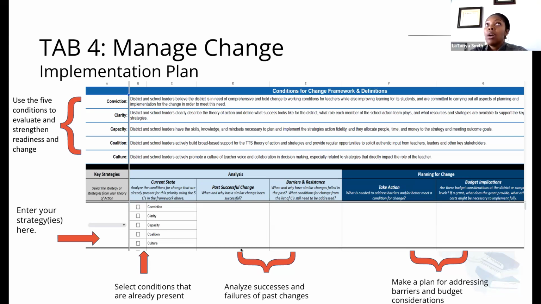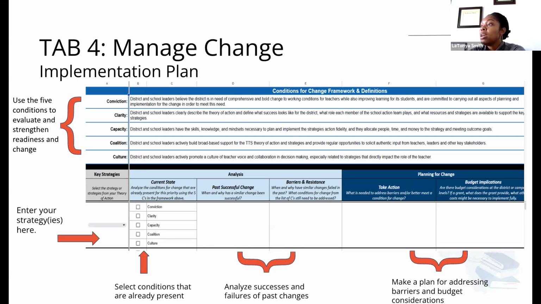So you think about, how was change implemented? What were the barriers in place? Why was it successful? Why was it not successful? And so you'll think about the barriers, resistance, and then the success of the previous change. And then from there, you'll make a plan for addressing barriers and budget considerations. So you always want to think about the budget, what you have access to, what you don't have access to, what you can do reasonably within the budget.